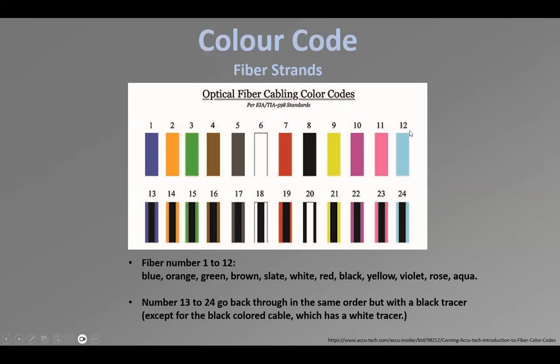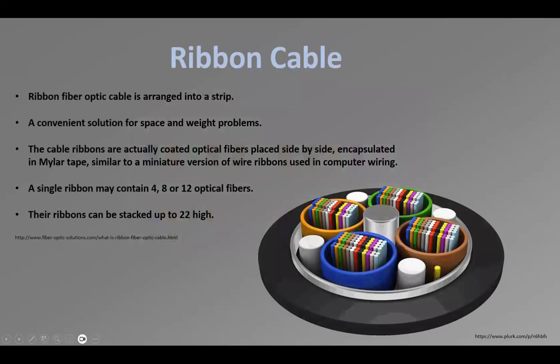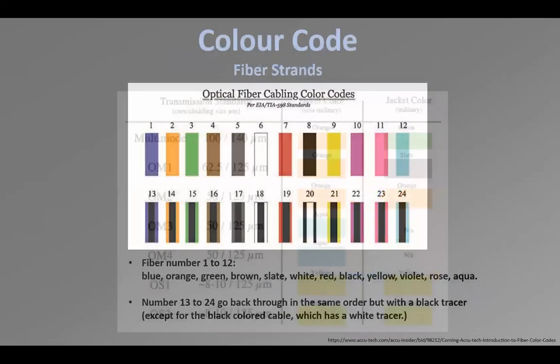Okay, so here's blue, here's aqua. Now, from 13 to 24, they go the same colors, but with the black stripe, except for number 8, because you can't put a black stripe on a black wire, so it's kind of reverse. It's just a negative of that. So that's how the color coding works, because they also have to be numbered. You need to know what you're connecting from one end to another. These are the strands.